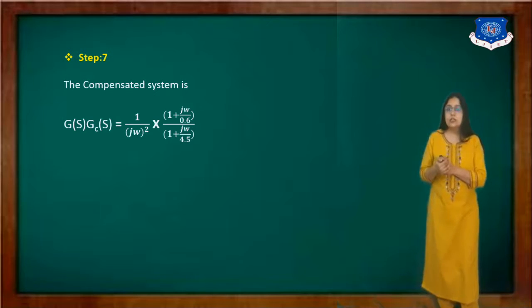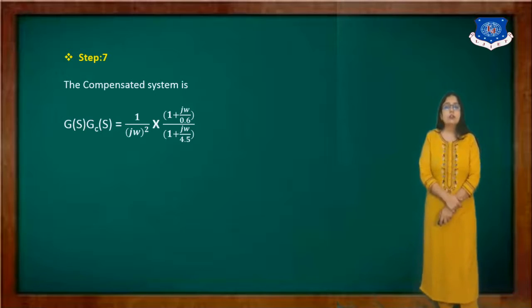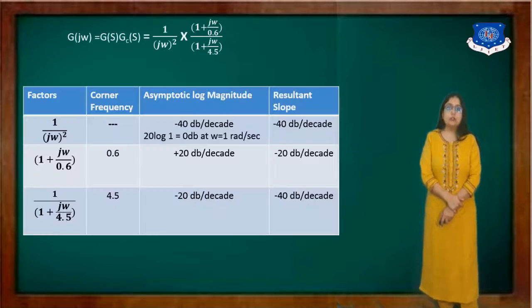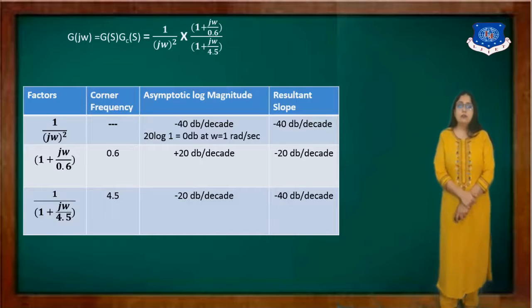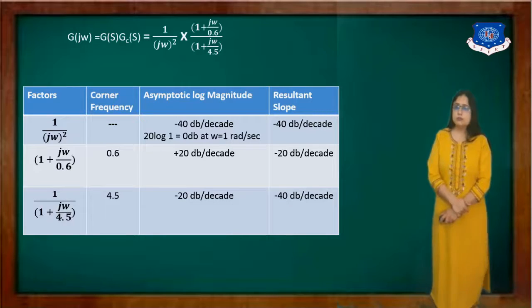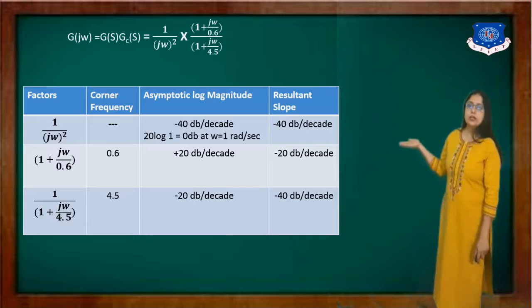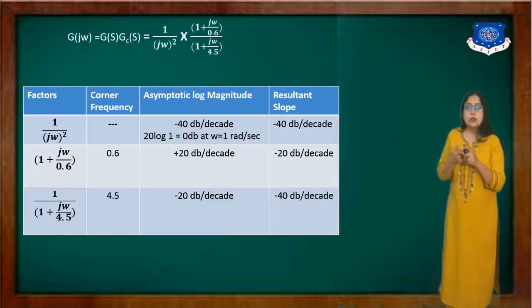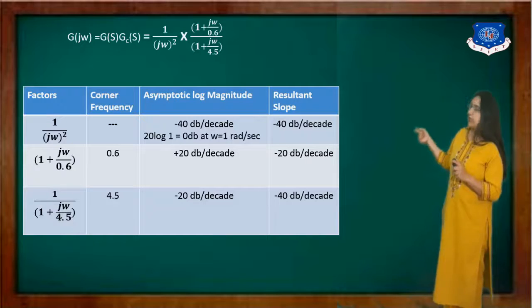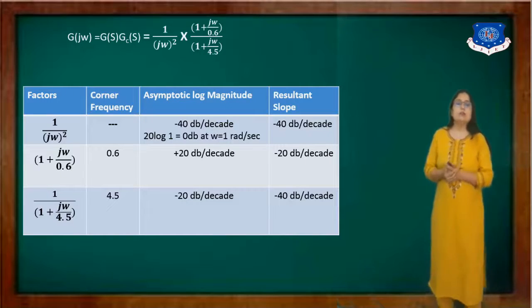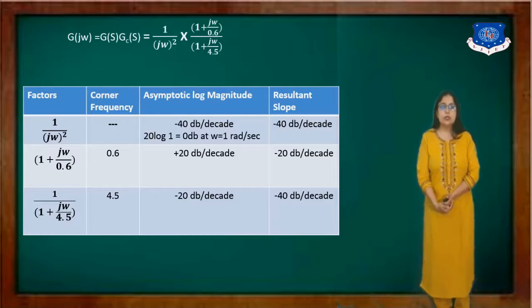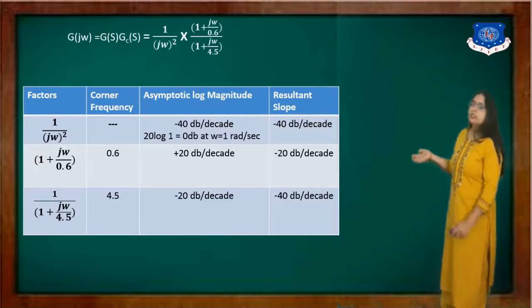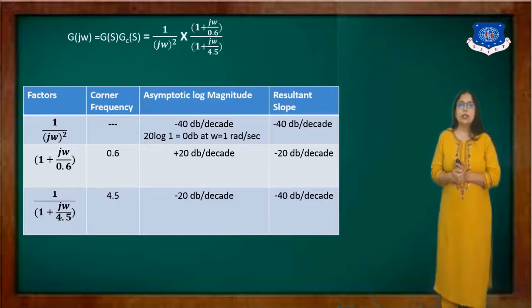So for that, what I have to do is draw the compensated system Bode plot. See here, our first factor is 1 by (j omega) squared. Then you just compare 0.6 with 4.5. Whichever is less, you write down as the second factor, 1 plus j omega divided by 0.6. And my third factor will be 1 plus j omega divided by 4.5.